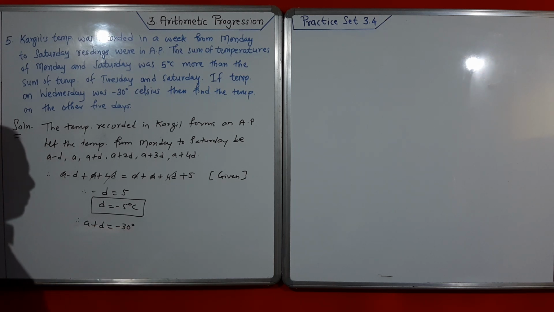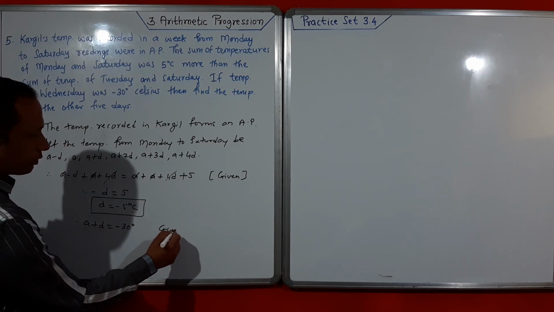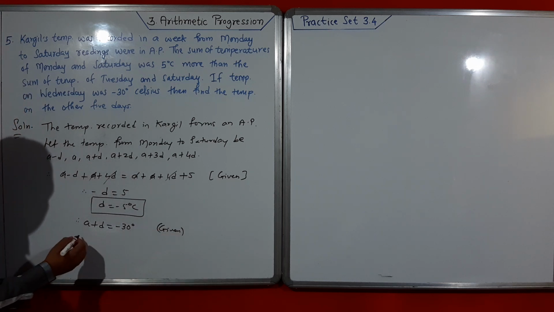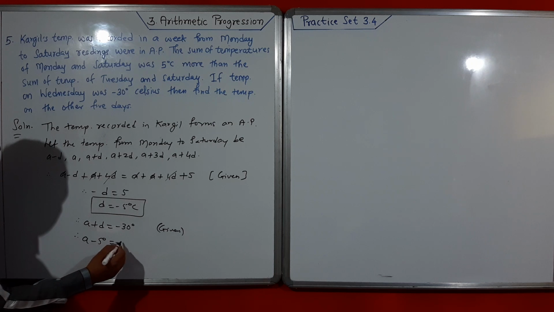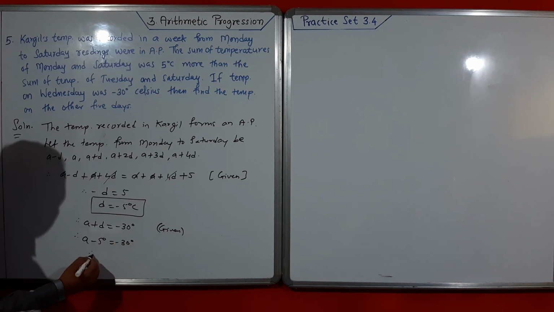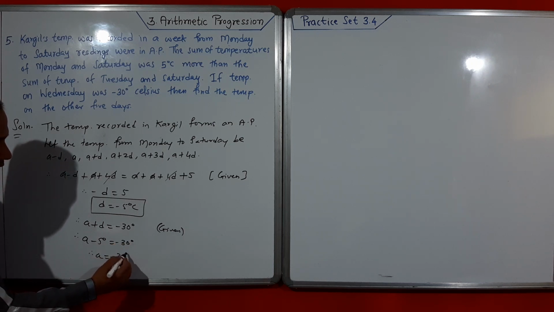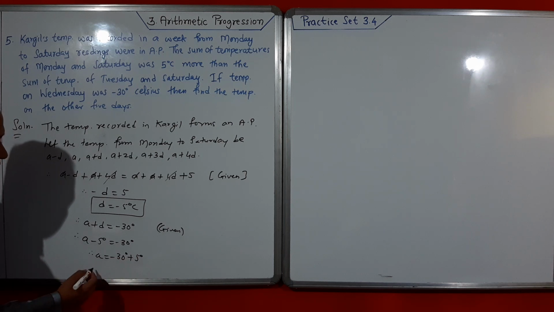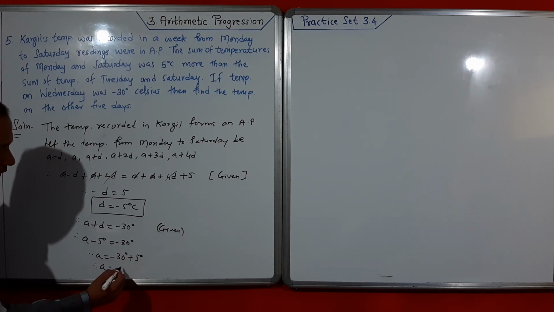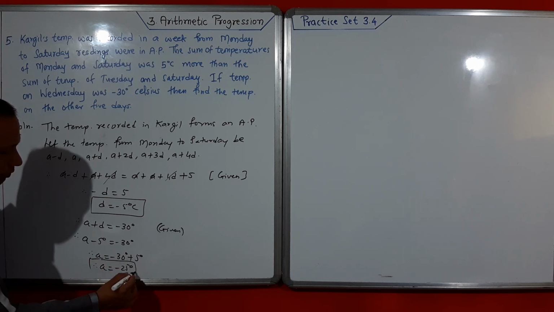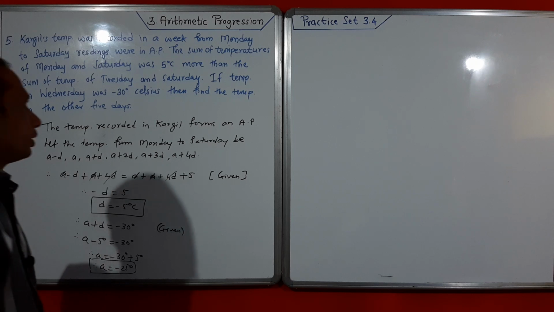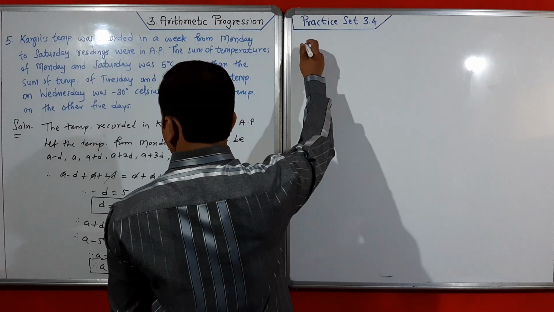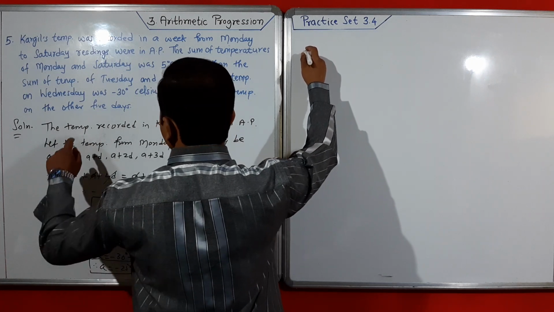It is given. Therefore a, and d is minus 5 degrees, and minus 30 degrees, therefore a is equal to minus 30 plus 5 degrees, so a is equal to minus 25 degrees. Once you get this, this is the temperature for your Tuesday. So this is a, you got this.